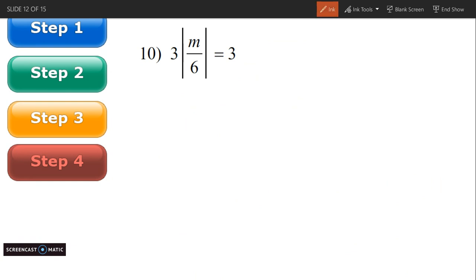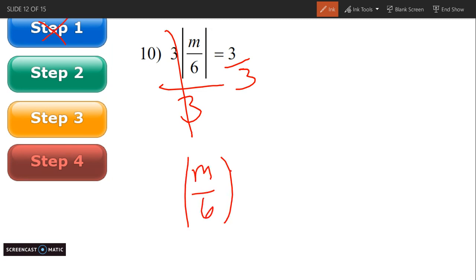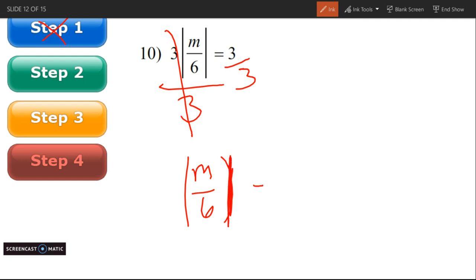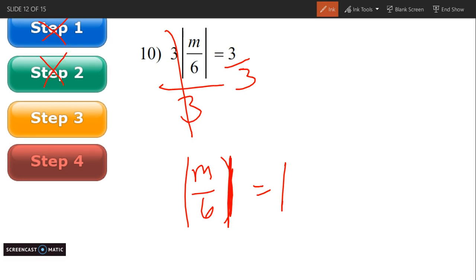Step 1, get absolute value by itself. We've got 3 times the absolute value, so we're going to divide by 3 on both sides. Step 1 is complete. We've got absolute value of m over 6 equals 1. Step 2, is it possible? Yes, we got a positive number on the right side.